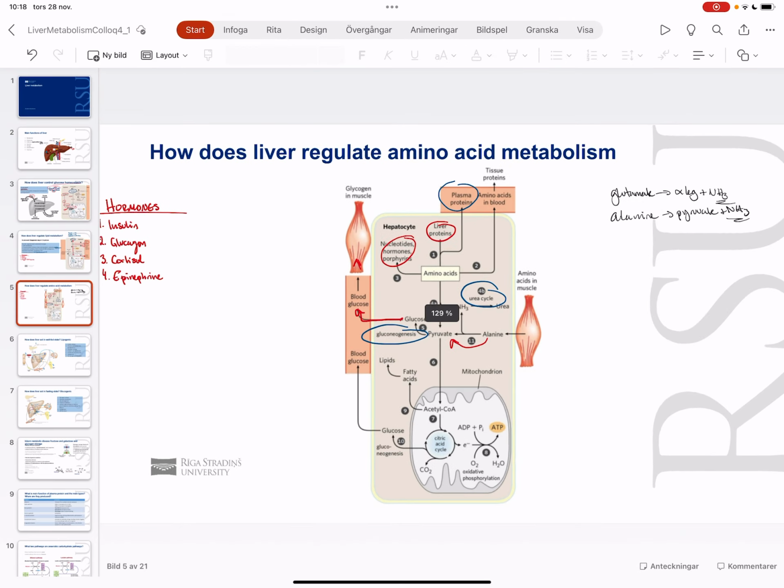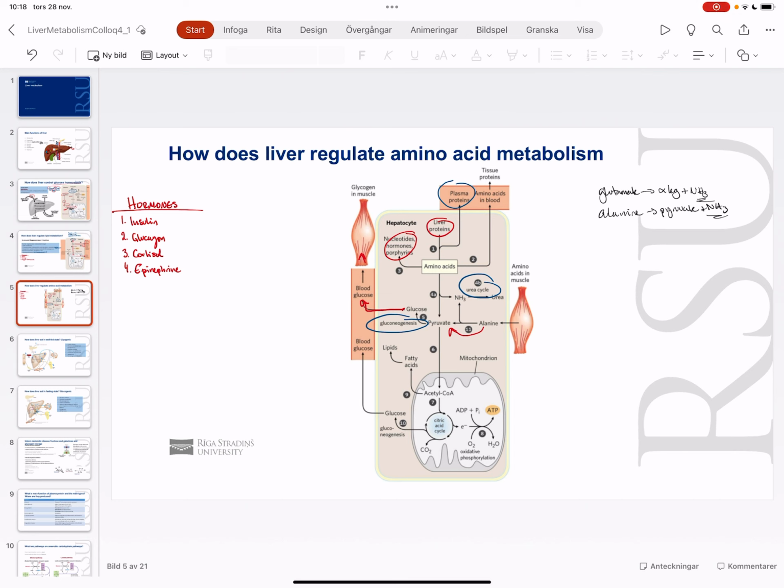Oh yeah, and this is also a reminder that in transamination reactions, for example from alanine to pyruvate, you will produce ammonia, or from glutamate to alpha ketoglutarate, you will also produce ammonia.